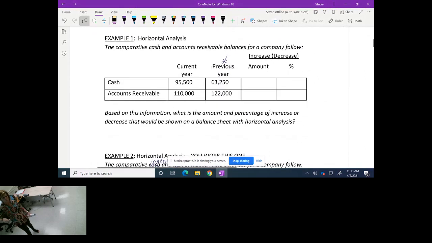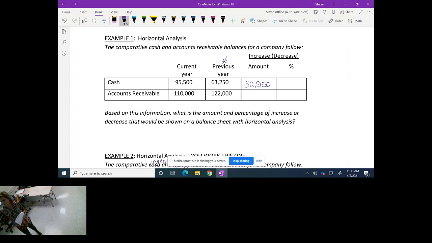All right, so this first one, we've got horizontal analysis comparing cash and accounts receivable. All right, so what you're going to do is you're going to look at the previous year. You're going to look at the current year. So obviously this is the older year. Do we have an increase in cash or a decrease in cash? Increase. We have an increase of cash of $32,250. Well, we want to know, okay, well, my cash increased $32,250. How do we calculate that as a percent?